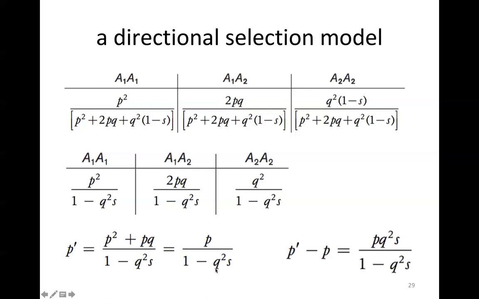And also keep in mind that q is always something between 0 and 1. And then we can also calculate delta p. Delta p is the difference between p prime and p, so the difference between p at the next generation minus p in the previous generation. That difference simply boils down to this value.